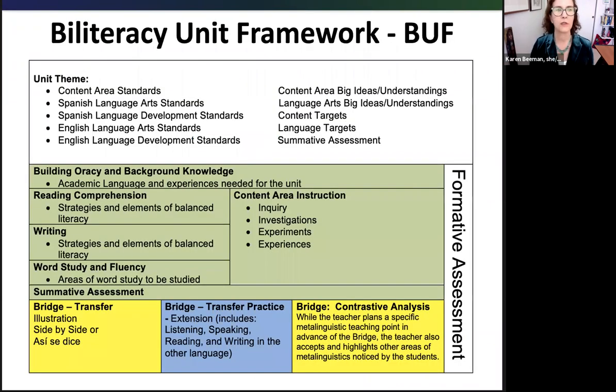The first is to use something like the Biliteracy Unit Framework to organize instruction. This comes from our book, Teaching for Biliteracy. Notice that this framework is standards-based. We don't start with our materials or published programs. We start with the standards. And the reason is we want to look across the two languages at how the students are experiencing, especially Common Core language arts standards. The other thing is we start by building oracy and background knowledge, which is very, very important.